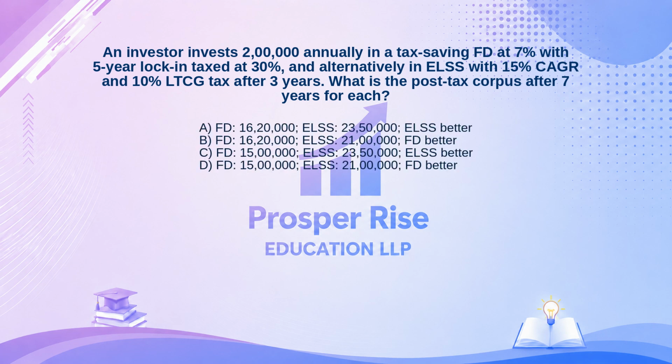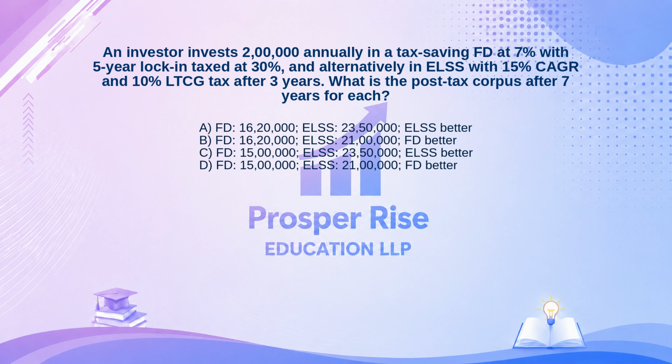Here are your options. A. FD 16 lakh 20,000. ELSS 23 lakh 50,000. ELSS better. B. FD 16 lakh 20,000. ELSS 21 lakh. FD better. C. FD 15 lakh. ELSS 23 lakh 50,000. ELSS better. Or D. FD 15 lakh. ELSS 21 lakh. FD better. Take a moment to pause the video and decide.